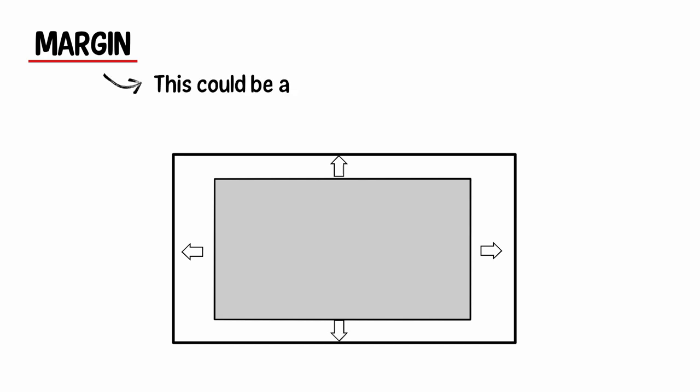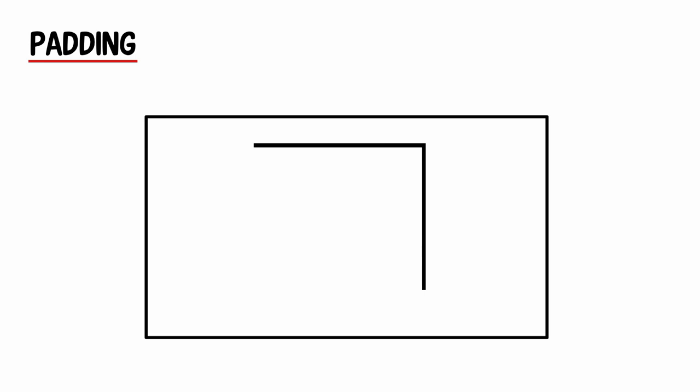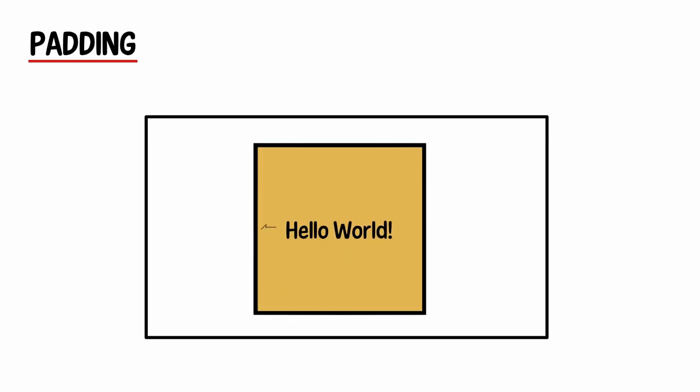This could be a parameter in percent or pixels, and it could apply to all or specific directions, such as margin left, margin right, margin top, and margin bottom. Padding. This could be a percentage or pixel parameter, as well as for all or specific directions. Padding left, padding right, padding top, padding bottom.